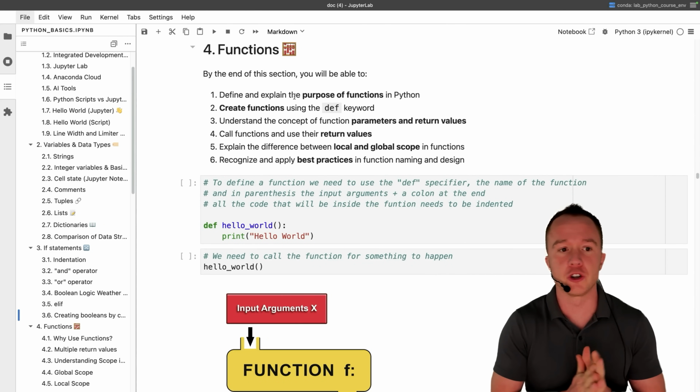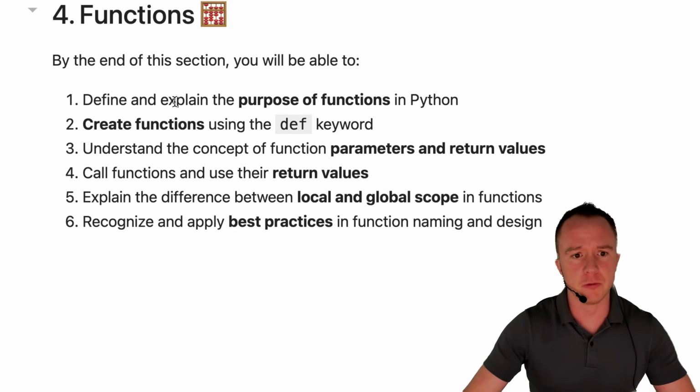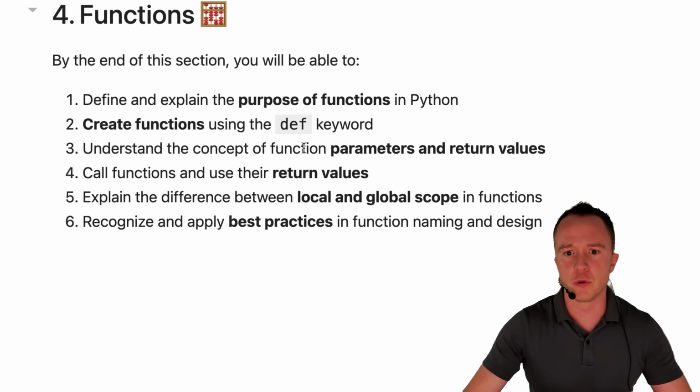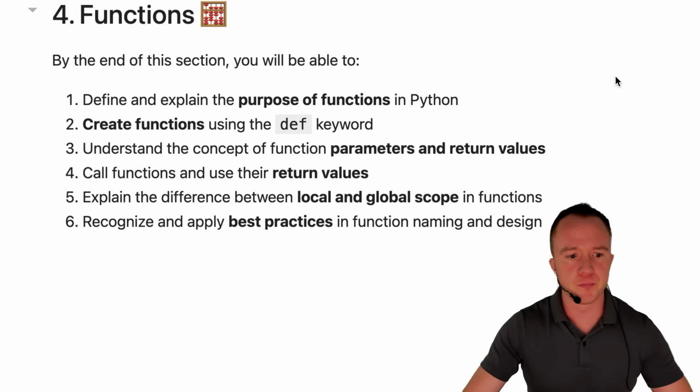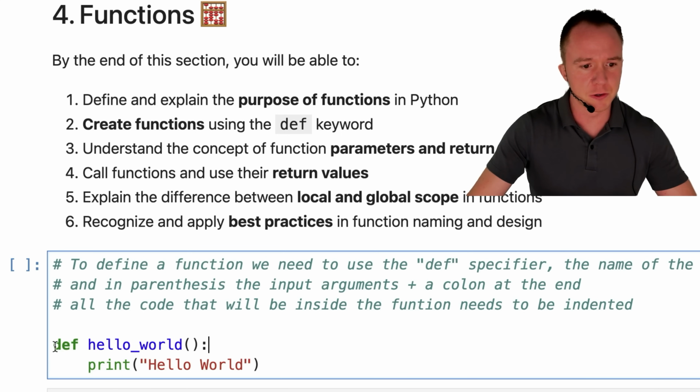Chapter 4. Functions. By the end of this section, you'll be able to define and explain the purpose of functions in Python, create functions with the def keyword, understand the concept of parameters and return values, call the functions and use the return values, explain the differences between local and global scope, and apply some best practices in function naming and usage. The simplest example is a hello world function, so we use the def keyword to define a function.